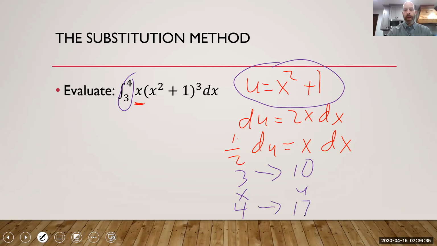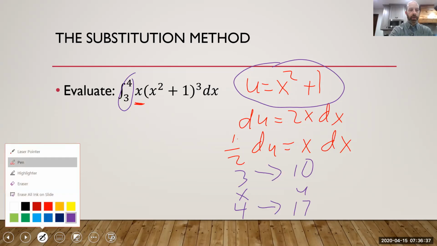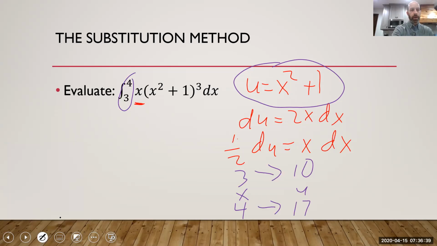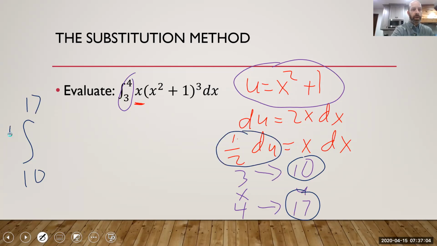And we can use all of this information to write our new integral as follows. The integral, we want to use these limits here, from 10 to 17. Now don't forget about this 1/2 here. So we'll put the 1/2.